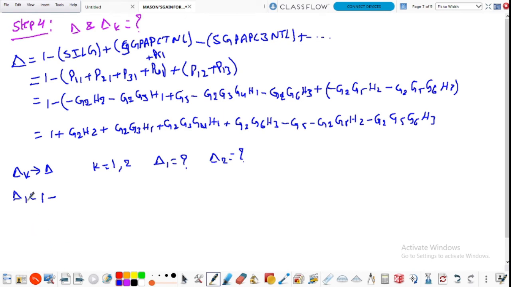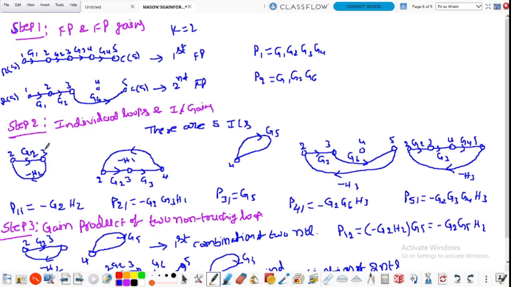Now here K is equal to 1, which means the first forward path. So what is the first forward path? This is the first forward path, and these are all the individual loops. All loops are touching this forward path. Here in forward path 1, all these loops are touching this forward path, so there is no part of the graph which is not touching forward path 1.